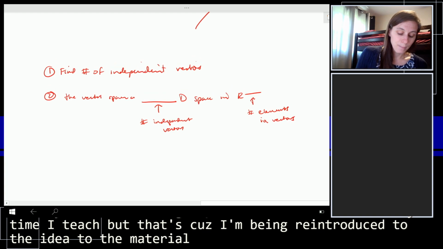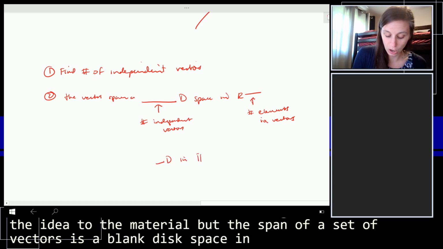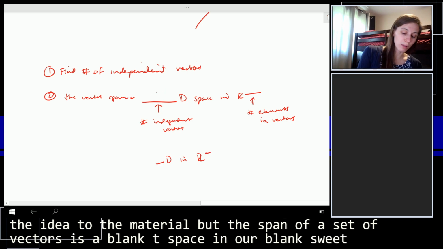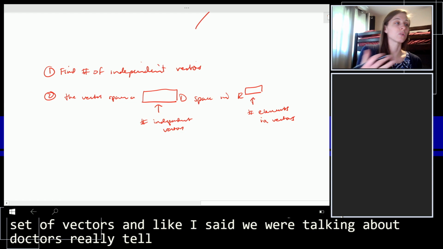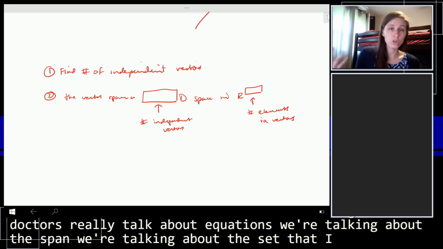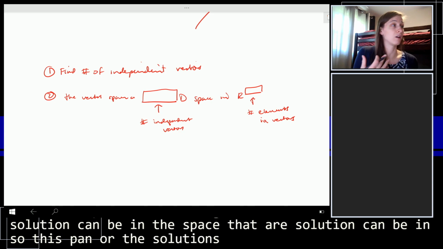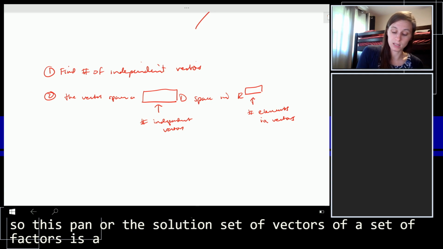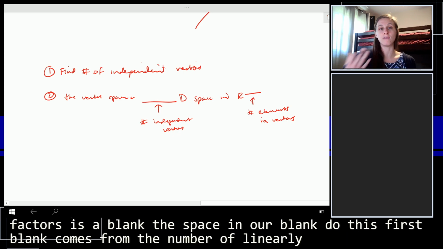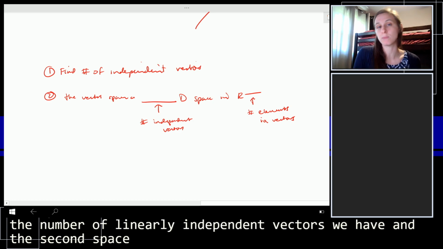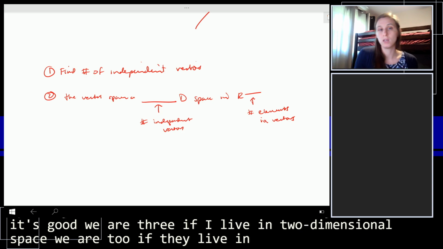But the span of a set of vectors is a blank D space in R blank. So we have these two blanks that we can use to identify the space of a set of vectors. And like I said, when we're talking about vectors, we're really talking about equations. We're talking about the span, the set that our solution can be in, the space that our solution can be in. So the span of a set of vectors is a blank D space in R blank. The first blank comes from the number of linearly independent vectors we have. And the second blank comes from the space my vectors live in. So if they live in 3D, it's going to be R3. If they live in two-dimensional space, it's going to be R2. If they live in four-dimensional space, it's going to be R4, etc.